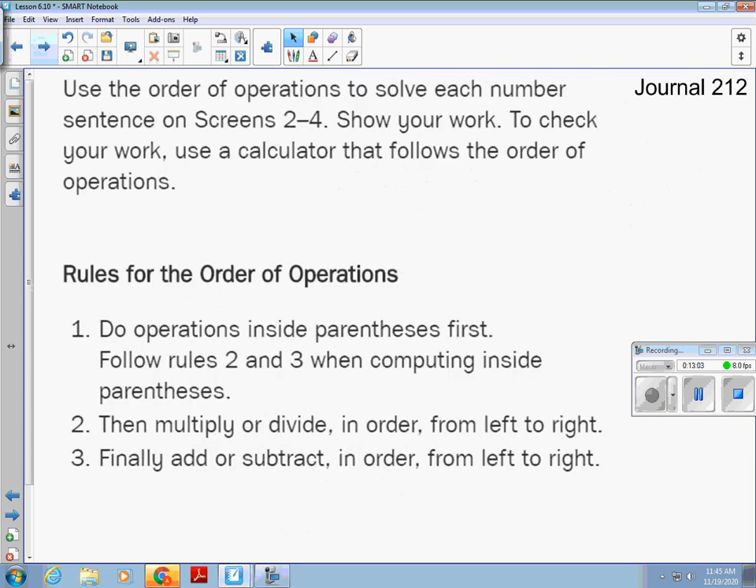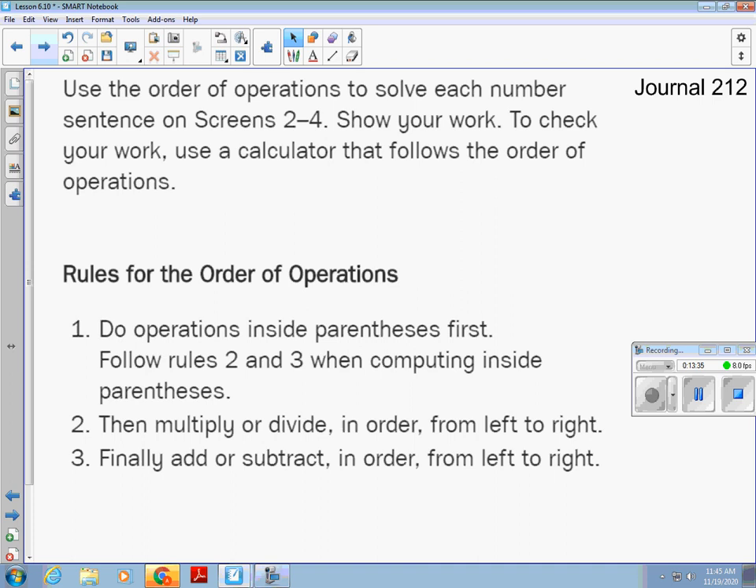Okay, use the order of operations to solve. So turn to journal page 212, or you can get on your computers and go to Journal 2 in the same place that we did the ebook, and you can work on this within the Everyday Math website. Okay, so you're to use the order of operations to solve each number sentence on screens 2 through 4, which will be my screens, not yours. Show your work and then check your work.